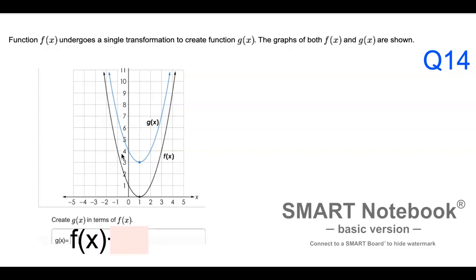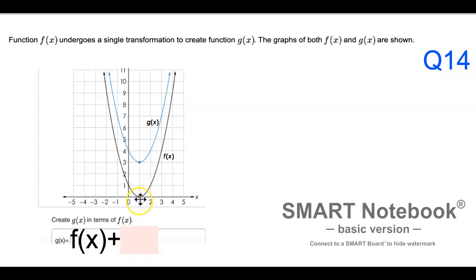So if we want to create an equation for g of x in terms of f of x, that means you're going to start with f of x. So that should be the very first thing you write after your equal sign. So g of x, the blue graph, is equal to the black graph, and then we need to figure out what we do. So to get from the black parabola to the blue one, we move up. So we're going to add.